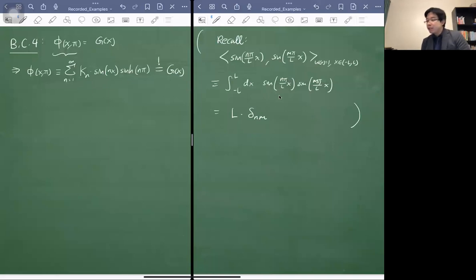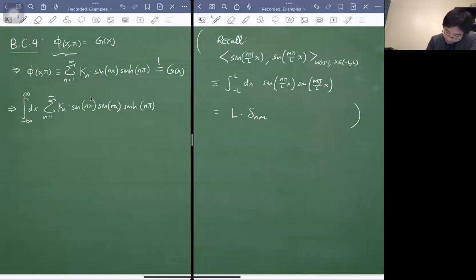So how can we make use of this? Well, we can try to project it out by multiplying the orthogonal combination for sine. Okay, so we integrate. Well, first we multiply and then we integrate, but we'll do that in one go. We multiply the orthogonal combination. So sine nx, we multiply a sine mx over here, sinh n pi, and we will want that to equal the integral of g of x sine mx. That's the orthogonal combination with this. Okay, so now we have a left and a right. The left-hand side is orthogonal, so we can try to do that first.